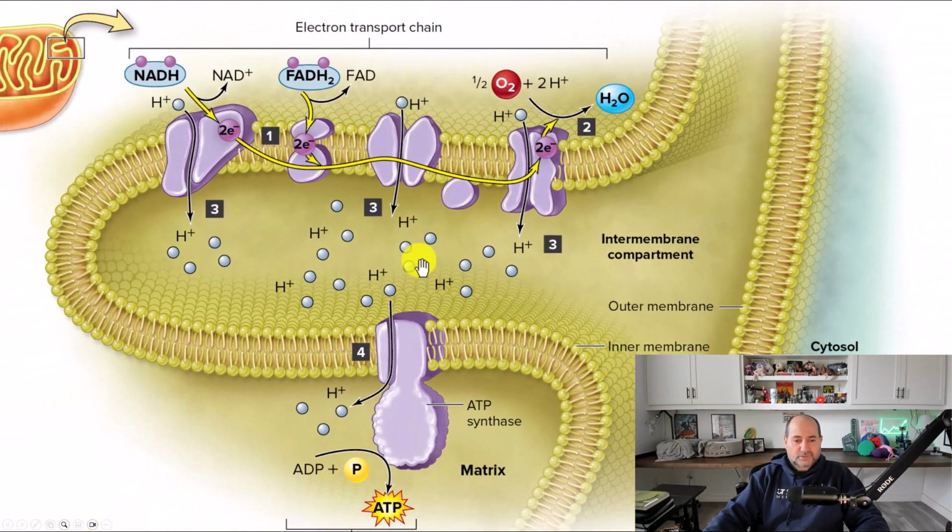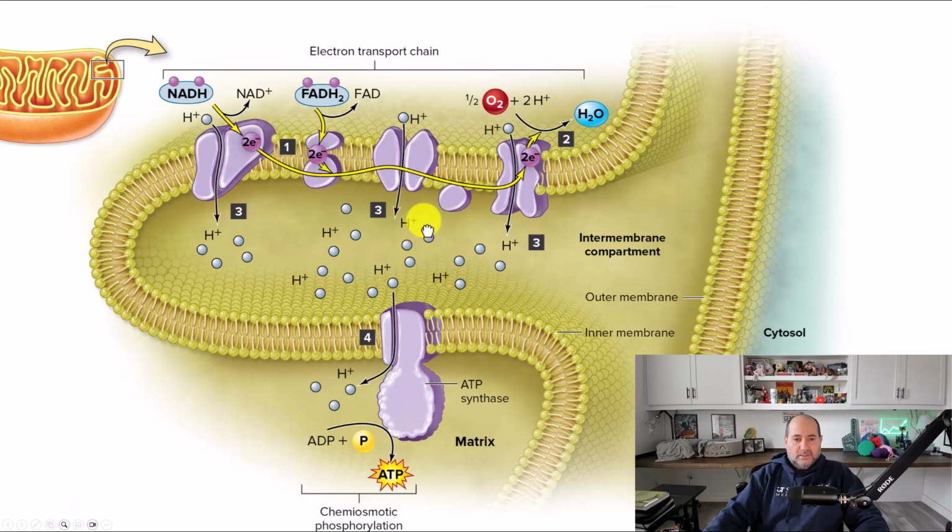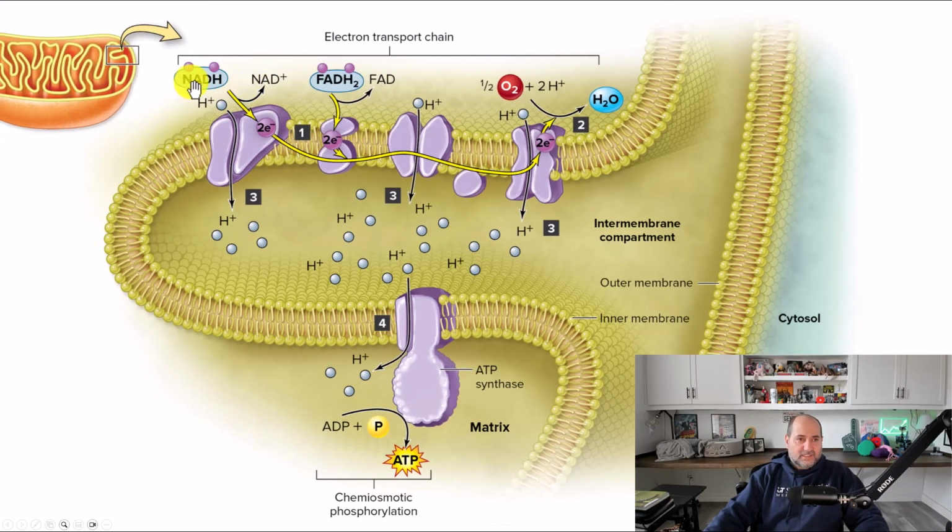So again, big picture view, all of those 10 NADH that were formed during glycolysis, the transition step, and the Krebs cycle are headed over here. They drop off their electrons. The electrons go on this journey, and complexes 1, 3, and 4 pump protons into the intermembrane space. FADH2 drops off its electrons. Those electrons join the journey, and that pumps more protons into the intermembrane space.